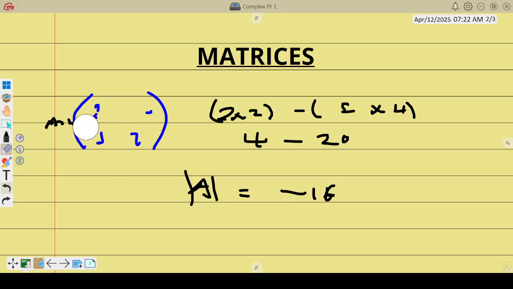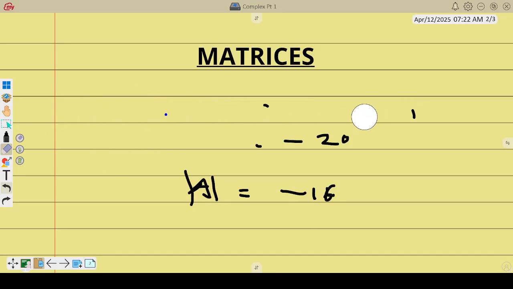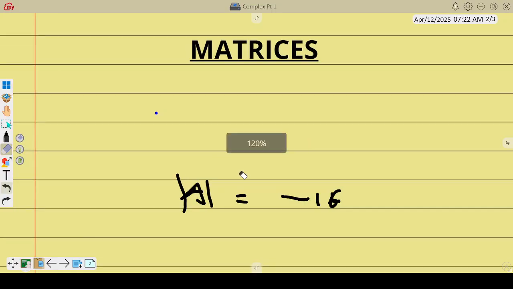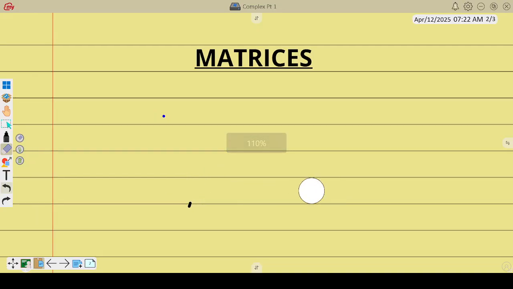So that's how we find the determinant of a 2 by 2 matrix. Yeah, so you can never be asked to find something like this, because they say it is simple as that.